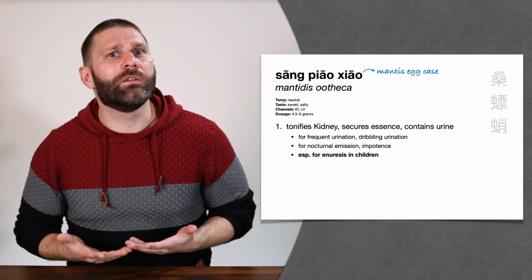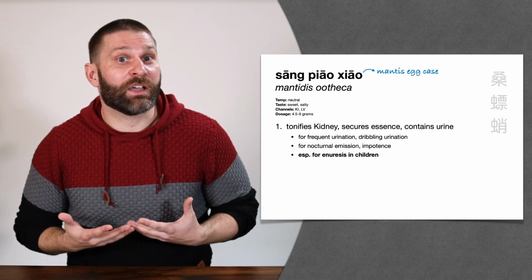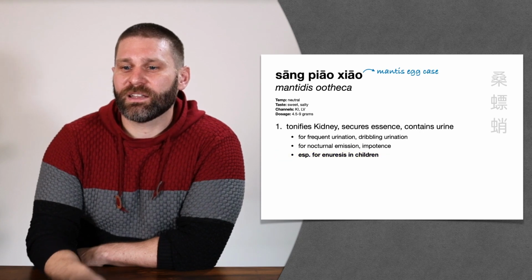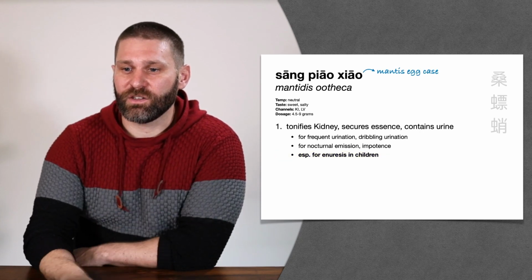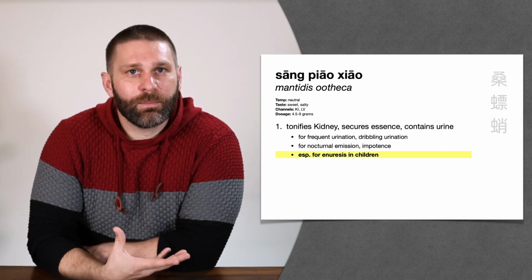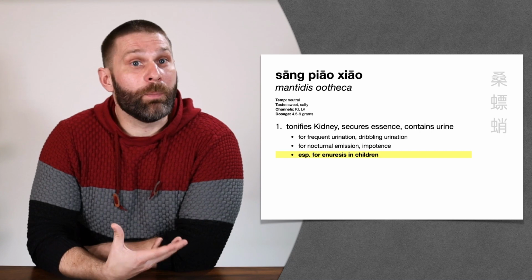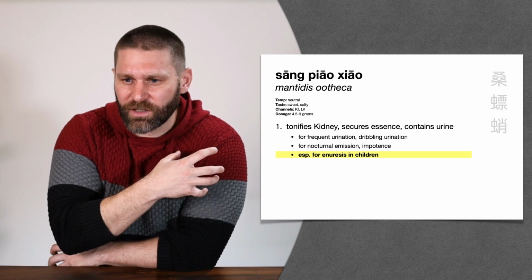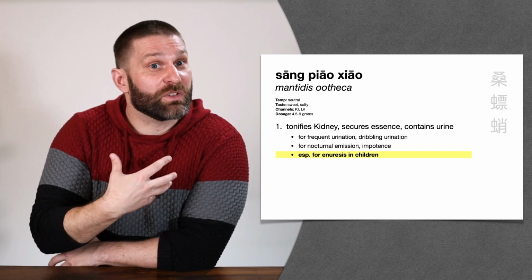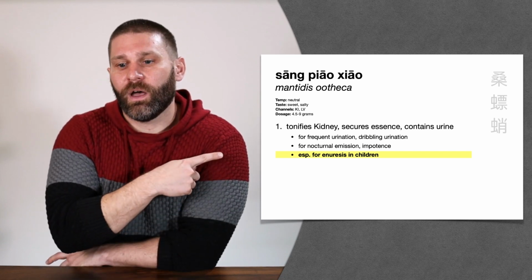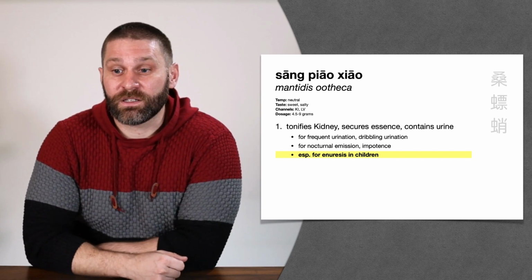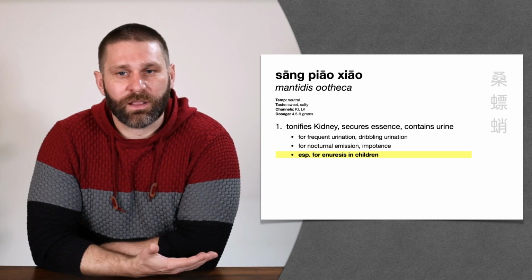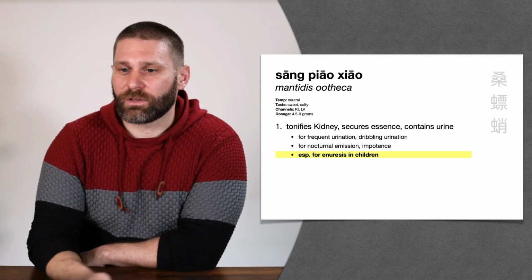And it turns out we learn one formula where Sang Piao Xiao is actually the chief ingredient, but that's the only formula we learn with it. We say it tonifies the kidney, secures essence, and contains urine. But I think really its most famous application is bedwetting in children. So it contains the urine, and it's good for frequent urination and dribbling urination. It's good for nocturnal emission. It can also be used for impotence because it tonifies the kidney. But its most famous application is for enuresis, or nighttime bedwetting, in children.